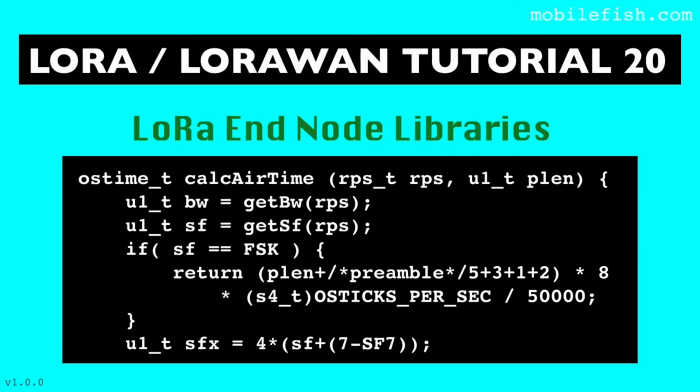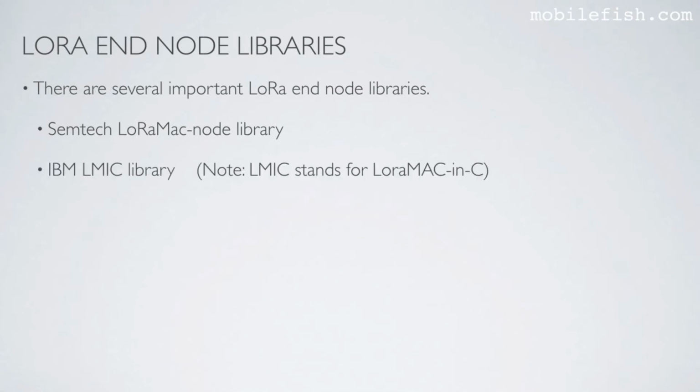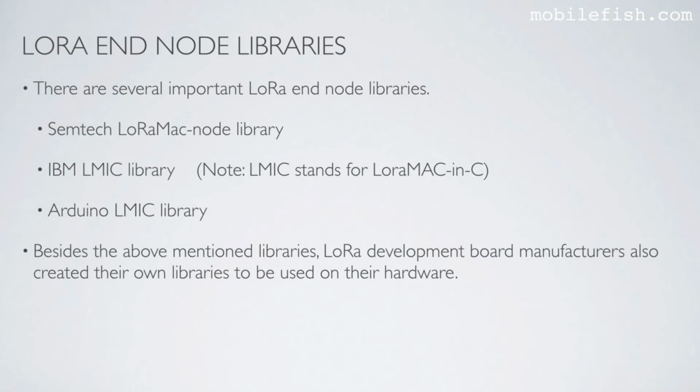In this tutorial, I will explain the origins of several LoRa end node libraries and where these libraries are used. There are several important LoRa end node libraries. The Semtech LoRaMac-node library, the IBM LMIC library. Please note, LMIC stands for LoRaMAC in C, and the Arduino LMIC library. Besides the above-mentioned libraries, LoRa development board manufacturers also created their own libraries to be used on their hardware.